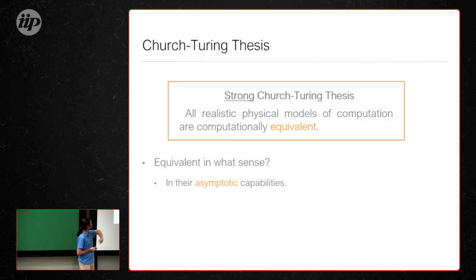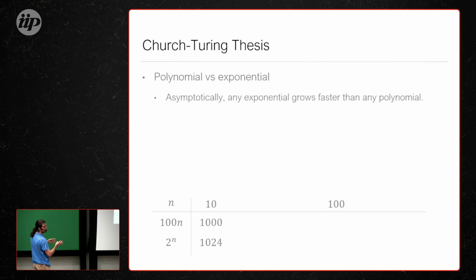Now, what do I mean by this? Equivalent in what sense? Here, equivalent is going to mean in their asymptotic capabilities. Okay, what do I mean by that? We're going to need the definition of efficient, what it means to solve a problem efficiently. And for that, we're going to invoke a separation between polynomials and exponentials. Why? Because we know that polynomials and exponentials have fundamentally different asymptotic behavior, right? Asymptotically, any exponential grows faster than any polynomial. We know that eventually that's true.